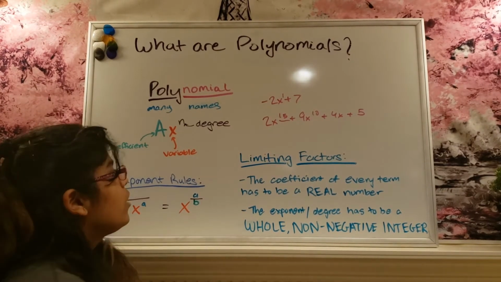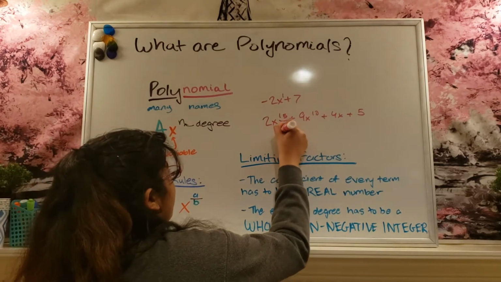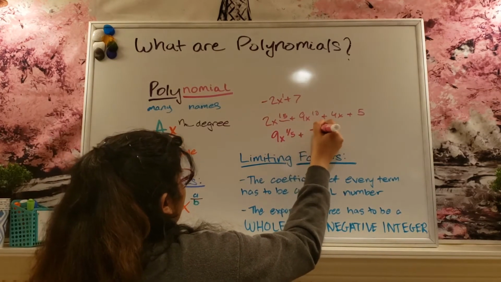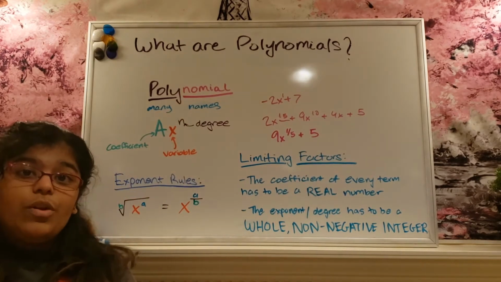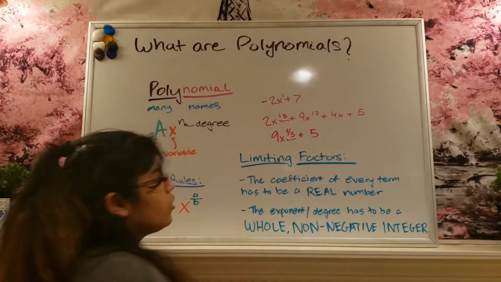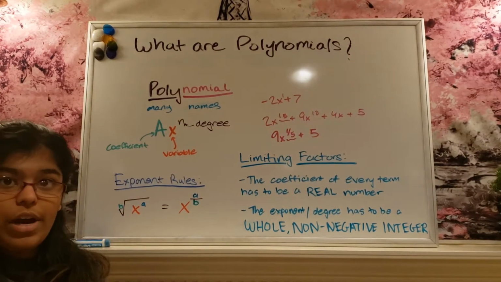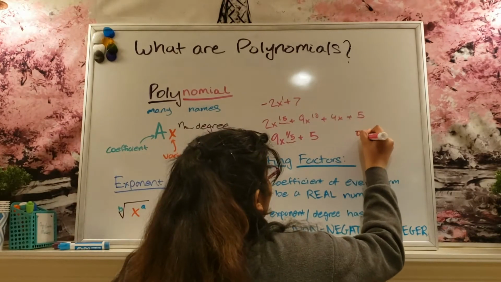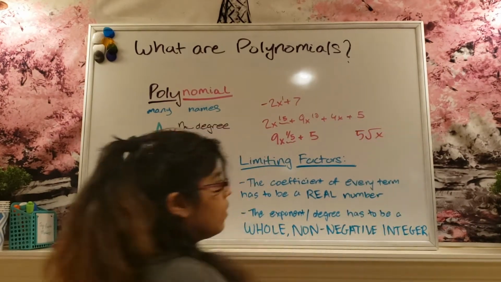number. So say, for example, we have 9x to the 1/5 power plus 5. This would not be a polynomial because the exponent is not a whole number. It's a fraction. Well, then what about 5 root x?